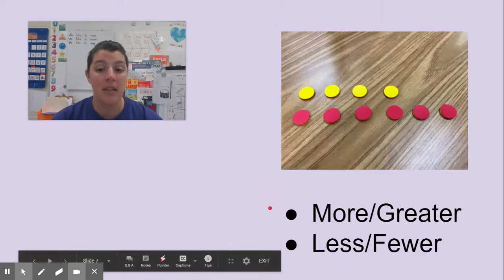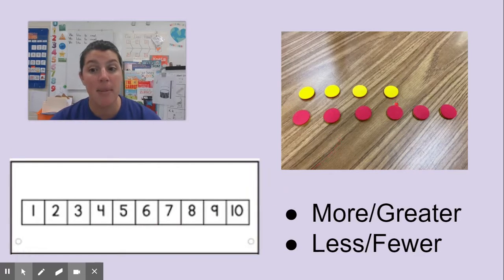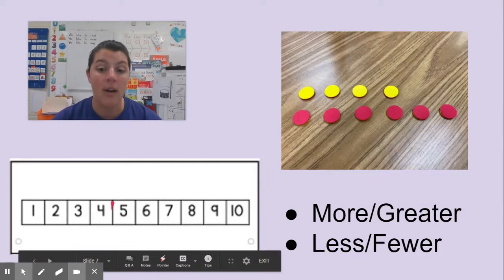Another thing I might think about when I'm comparing by the amount in each group is if I say the number 4, I had to keep going to get to 6. That meant that 6 was more. I couldn't stop here at 4. I had to keep counting. That tells me that 4 is less than 6.